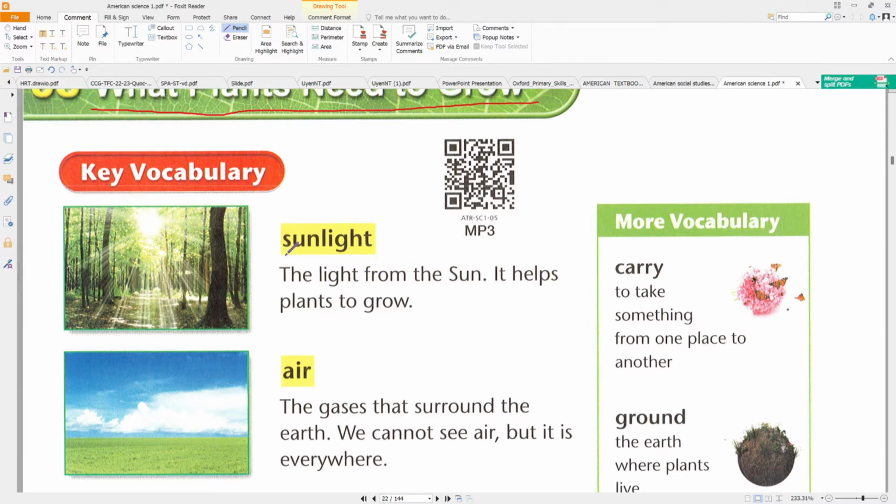So the first word we got is sunlight. Do you know what is sunlight? Well, sunlight, the light from the sun, it helps plants to grow. That means the sun gave the light to every plant in the world because the sun is very big. So do you know why we call it sunlight? Because we just need the word light and the word sun, and then we mix them together, make sunlight. That's easy, right?